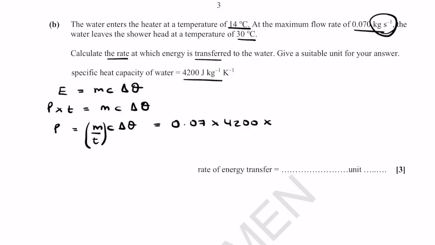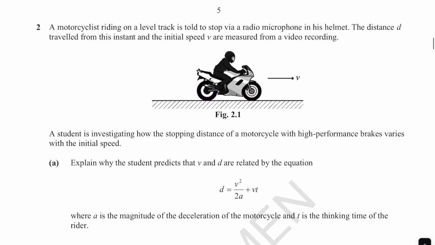So the difference in temperature is going to be 16 degrees Celsius or 16 kelvins. The difference remains the same. So the rate, therefore, becomes 4,700 watts or joules per second. Okay, so that's my answer there. Let's move on to our next question, number 2.